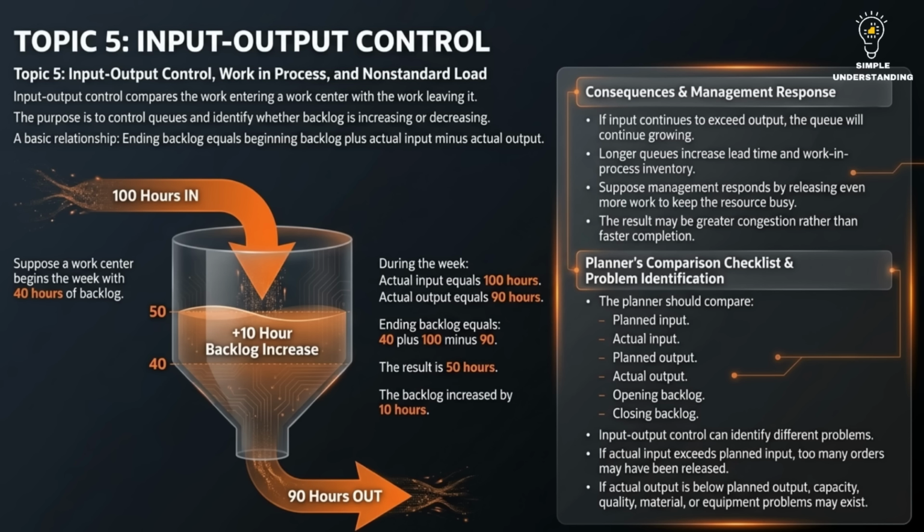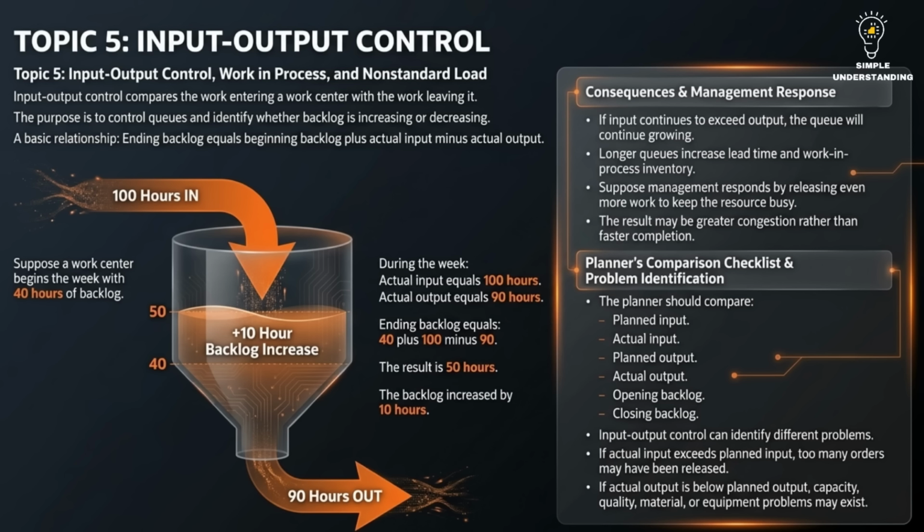If input continues to exceed output, the queue will continue growing. Longer queues increase lead time and work in process inventory. Suppose management responds by releasing even more work to keep the resource busy. The result may be greater congestion rather than faster completion. The planner should compare planned input, planned output, actual output, opening backlog, closing backlog.